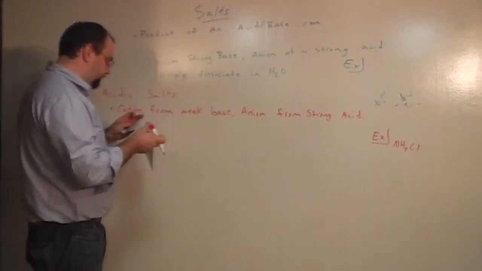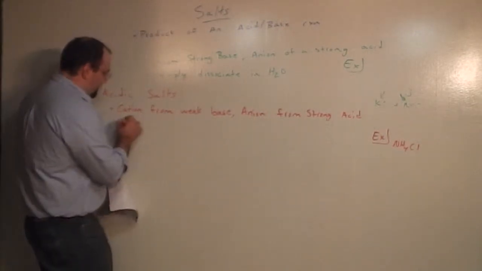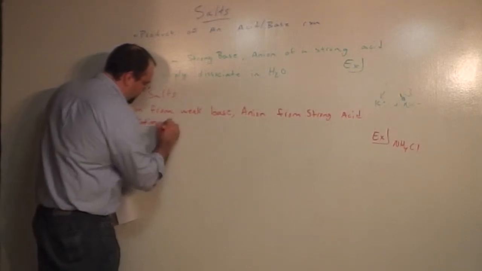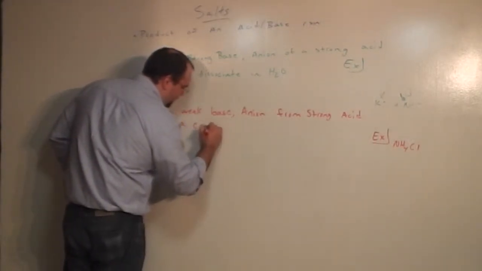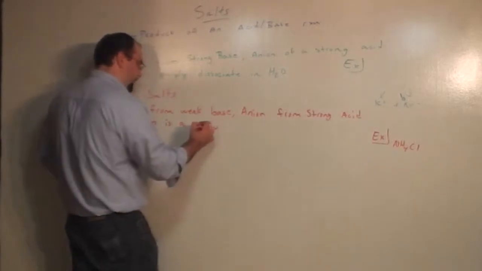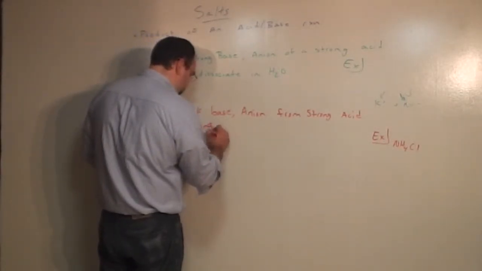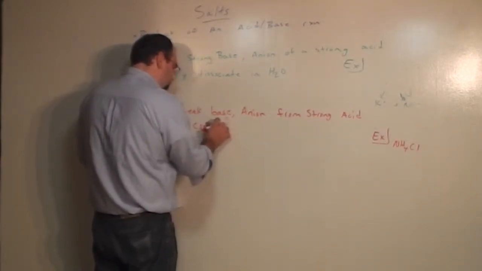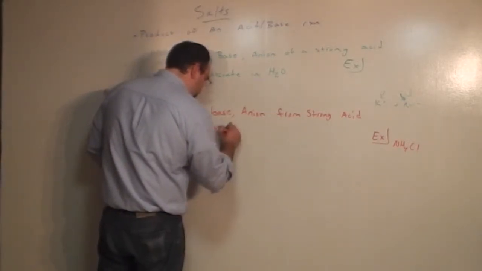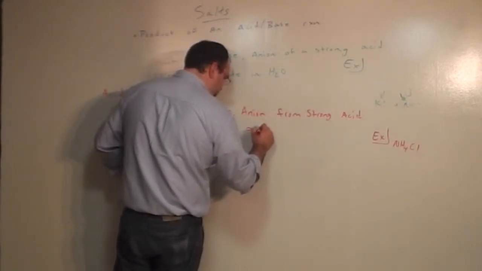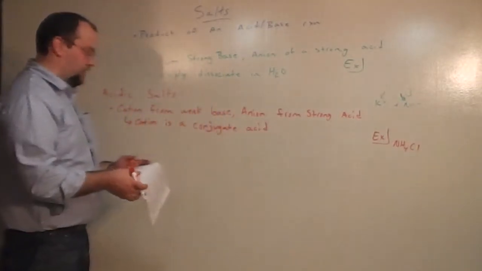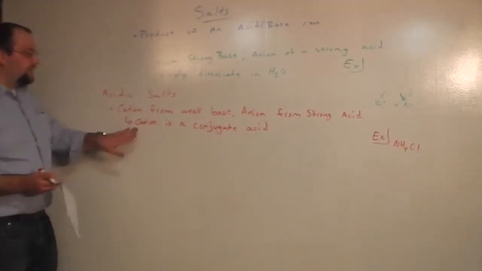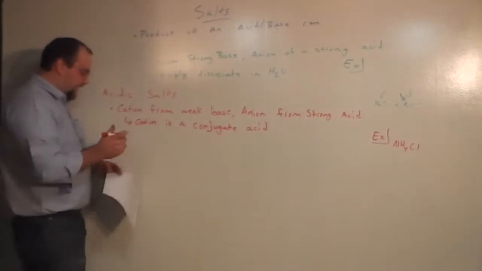Okay, so the cation is a conjugate acid. Oh boy, I put the G in the wrong place. Conjugate acid. Boy, once you mess up in the middle of that word, it is impossible to get your bearings. Okay, so the cation is a conjugate acid.